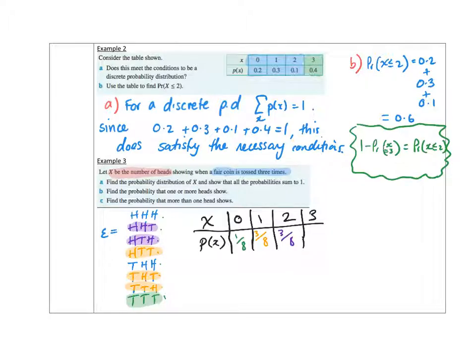And we can see the final thing being that there is only one situation in which we have 3 heads, and that's a 1 out of 8 chance.